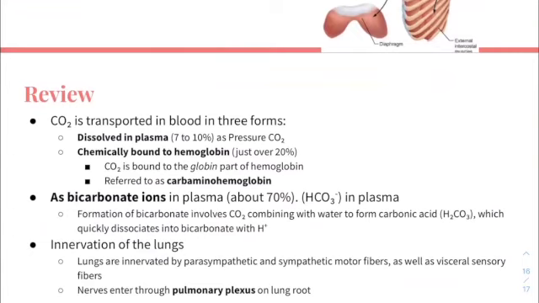Carbon dioxide is transported in the blood either dissolved in plasma, bound to hemoglobin, or as bicarbonate ions. Our lungs are innervated by sympathetic and parasympathetic motor fibers and visceral sensory fibers. Nerves enter at the lung root, where we have a pulmonary plexus of nerves.